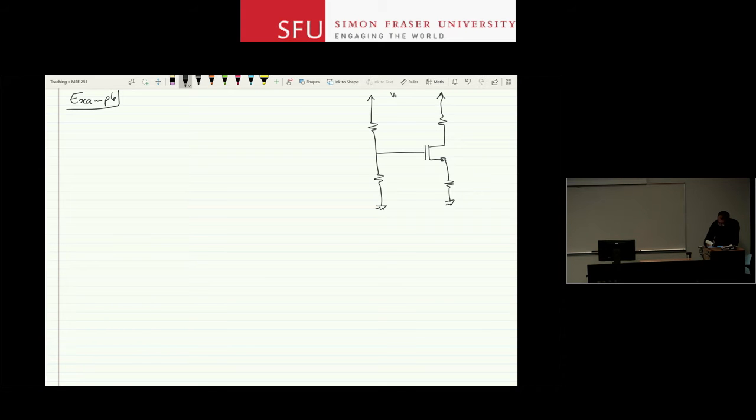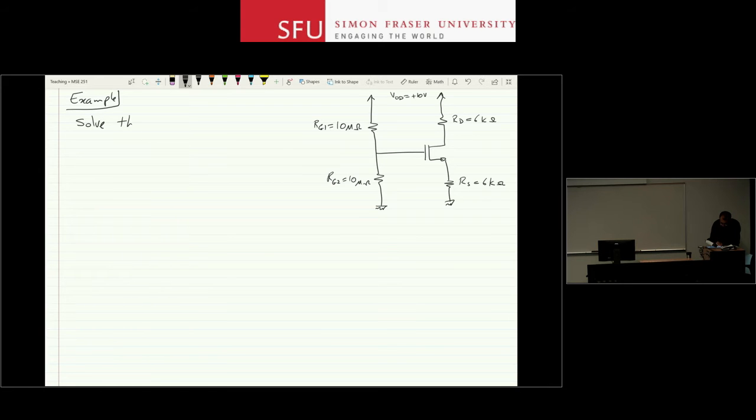So VDD is 10 volts, RG1 is 10 mega ohms, RG2 is 10 mega ohms as well, RD is 6 kilo ohms, and RS is 6 kilo ohms. Okay, so solve the circuit, that's the question.